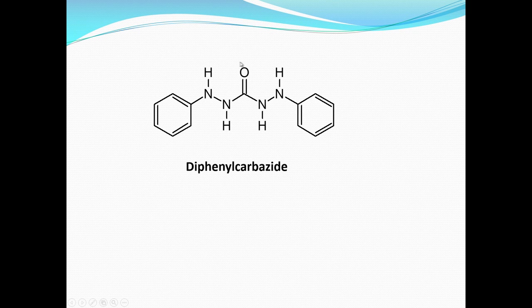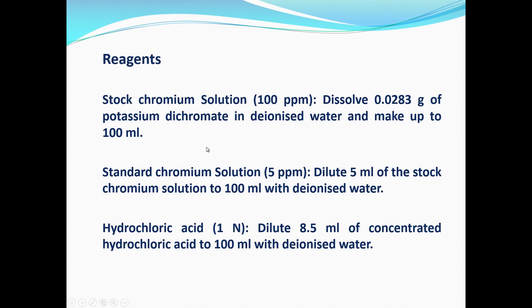Diphenyl carbazone is also one of the similar structures, and the reagents you need are basically chromium solution and diphenyl carbazide solution. You need some sort of buffer to prepare the final working solution to around pH 4.